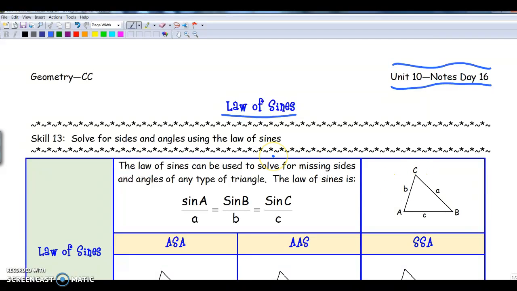What happens is we've been dealing with sine, cosine, and tangent to find missing sides and missing angles of right triangles. Law of sines is something that you're going to use when you don't have a right triangle. You can use this on any type of triangle.